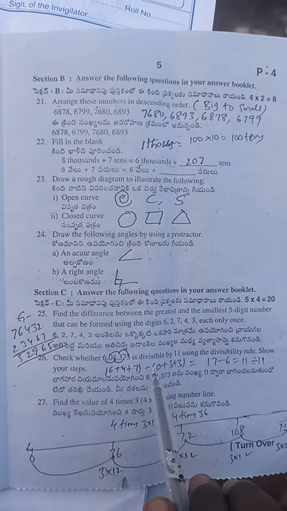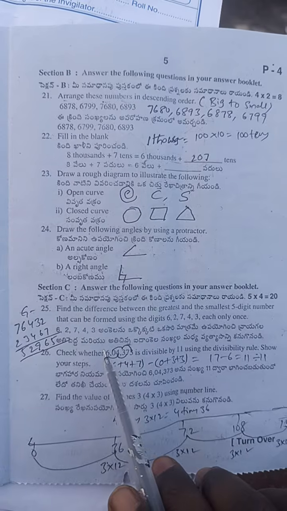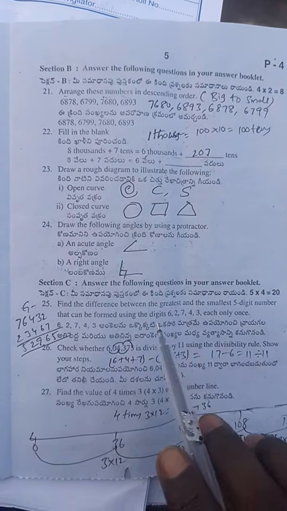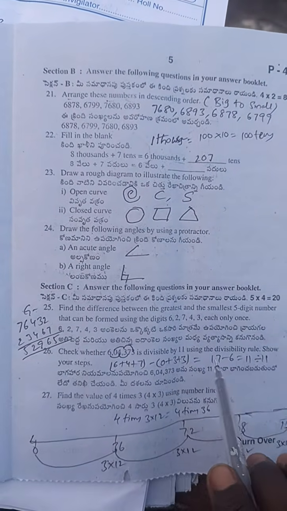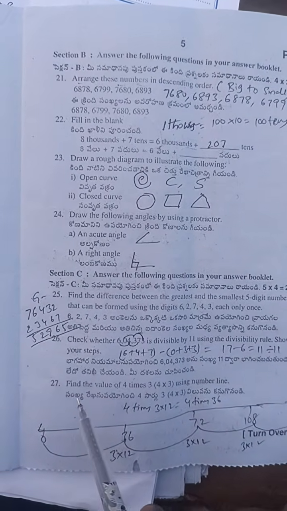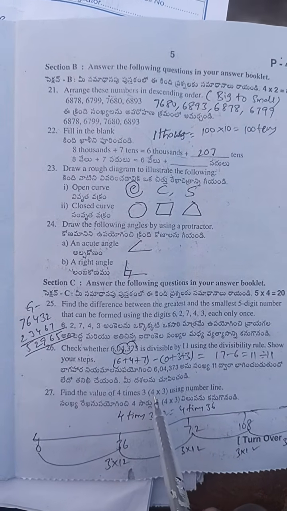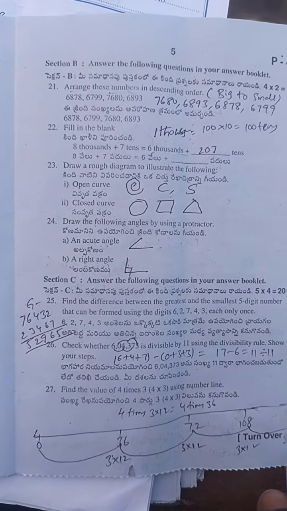Next, check whether 6,04,373 is divisible by 11. So how can you do that? The difference between the sum of the odd places and the even digit places: odd is 17, even is 6. 17 minus 6 is 11. 11 is divisible by 11. Next, find the value of 4 times of 3 into 4 into 3 using the number line.